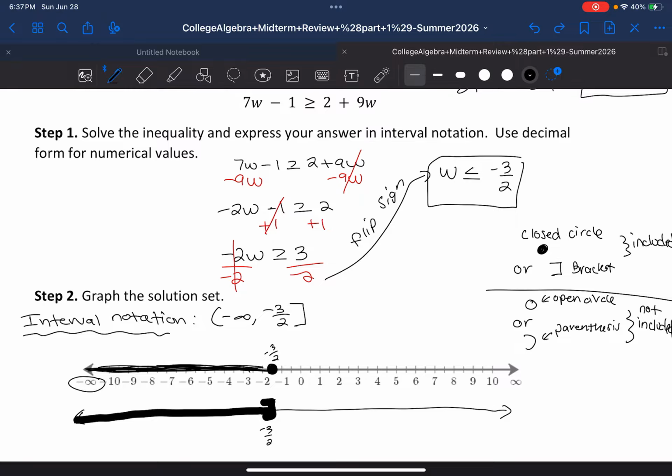So there's 3 ways to express the solution of an inequality: in inequality form, with the inequality symbol, interval notation form, or by graphing it. So all of those mean the same thing.